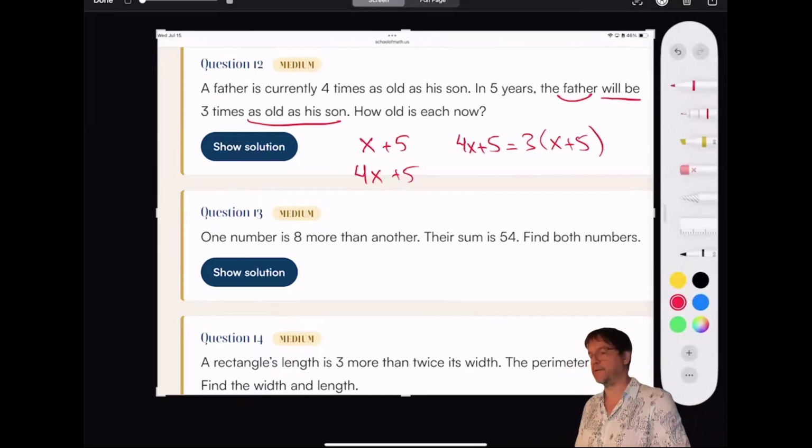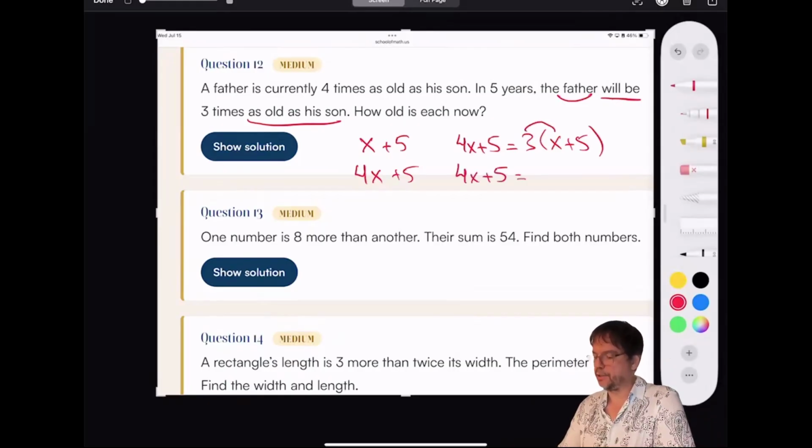Now you solve. Pay attention. 4x plus 5 is equal to 3 times x plus 5. Here I need to distribute: 3x plus 15. Do you agree? 4x minus 3x. Do you agree? It's going to be 1x. I repeat, 4x minus 3x is 1x. 15 minus 5 is going to be 10.